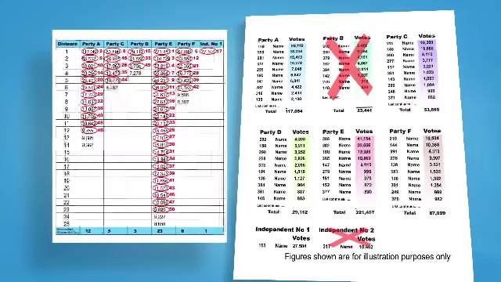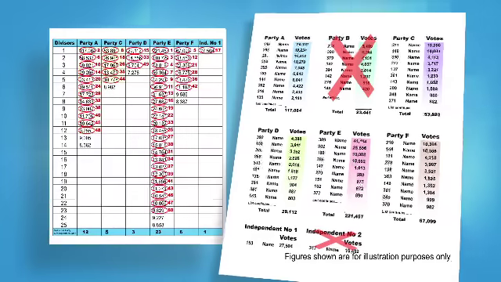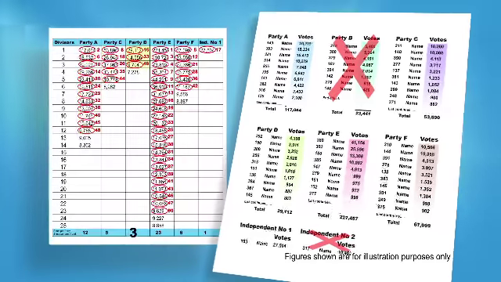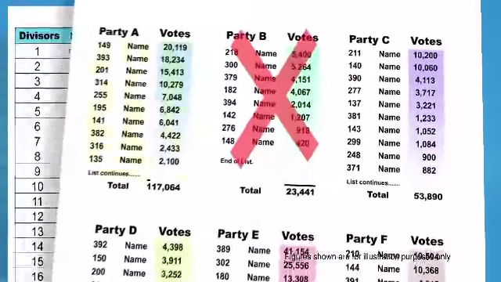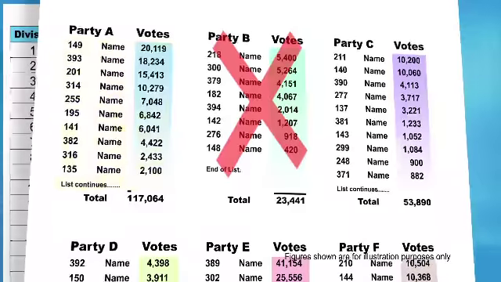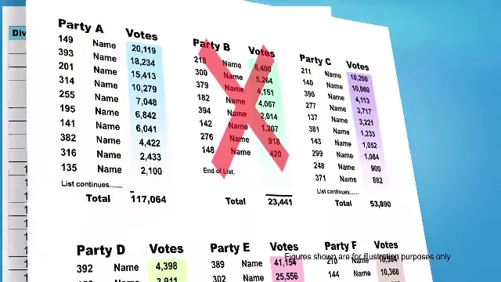Looking back at our tables, we see that Table 3 has shown us that Party A won 12 seats, Party C won 5 seats, and so on. In Table 1, therefore, the 12 candidates at the top of Party A's list are deemed elected. The 5 at the top of Party C's list are also deemed elected, and so on.